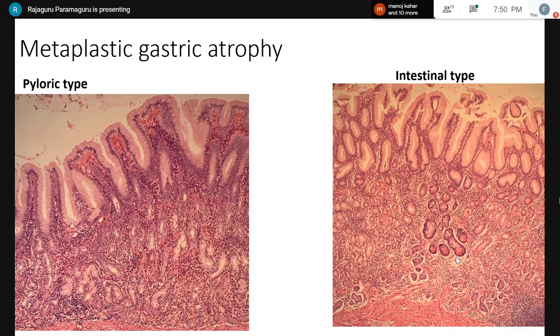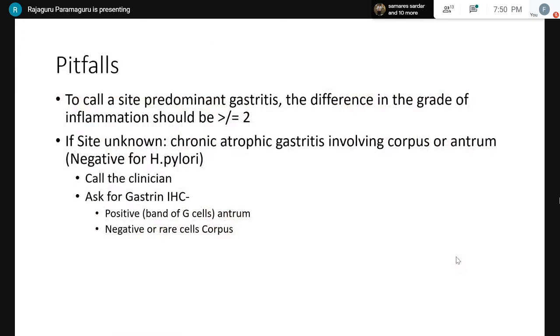metaplasia, like that. So next, again, the challenge we will face is when do you call it a site predominant gastritis, like antral predominant or corpus predominant? The difference in the grade of inflammation should be greater than or equal to 2. Like if the body mucosa is showing severe gastritis, then the antral mucosa should show only mild or no gastritis. So that is what it is. If the antral mucosa is showing moderate gastritis and the body mucosa is showing severe gastritis, it cannot be called corpus predominant gastritis. So the difference has to be greater than or equal to 2.